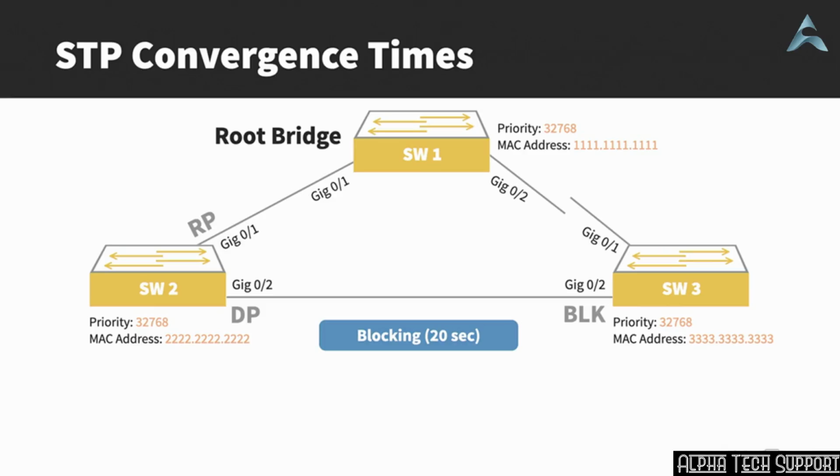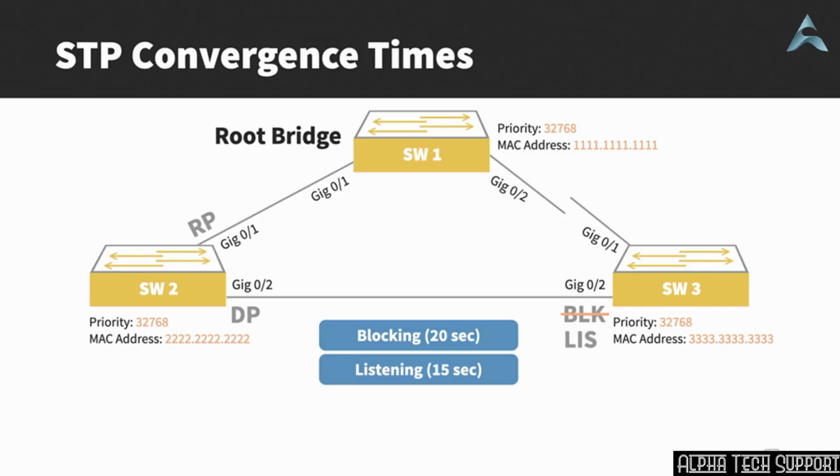After 20 seconds have elapsed, and we've heard no BPDU from our root bridge, then the switch says, it looks like something is up with gig 0/1. I need to start transitioning gig 0/2 to the forwarding state. And it goes into another state. It goes into the listening state, and it stays there for 15 seconds.